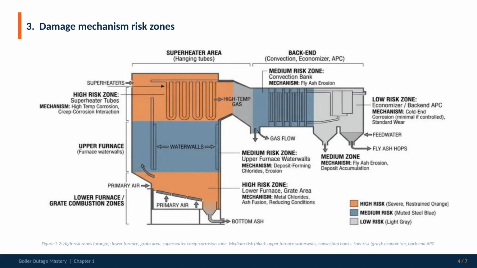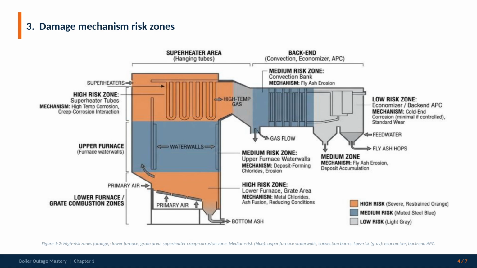This figure is one of the most important reference tools in the entire handbook. It maps the boiler into 3 risk bands, high, medium, and low, based on the combination of thermal load, chemical exposure, and damage mechanism severity. The orange zones are your high-risk areas. The lower furnace and grate area carry the highest risk because of the combination of metal chlorides, ash fusion, and reducing conditions. Your tube metal temperatures in this zone fall right in the 350 to 450 degree window where alkali chloride deposits can partially melt and contact corrosion accelerates sharply.